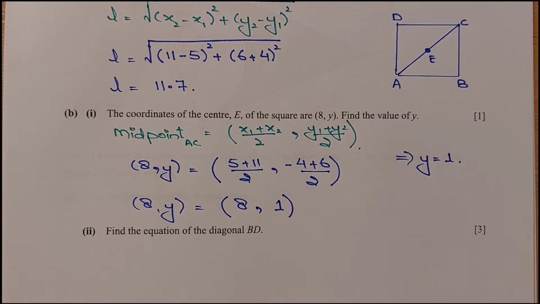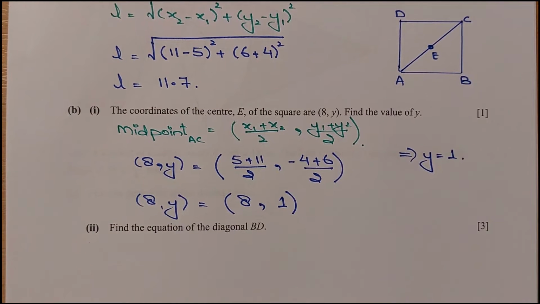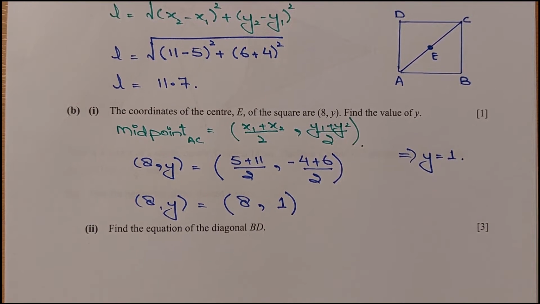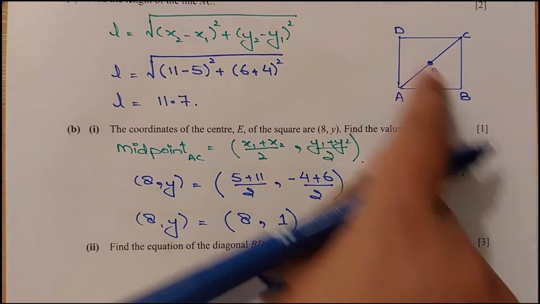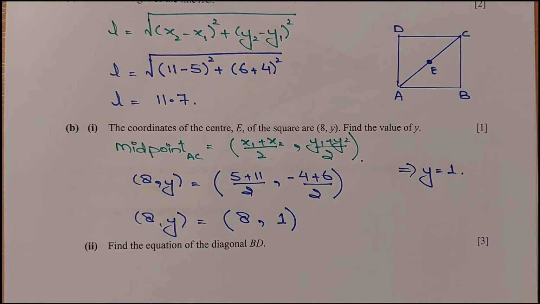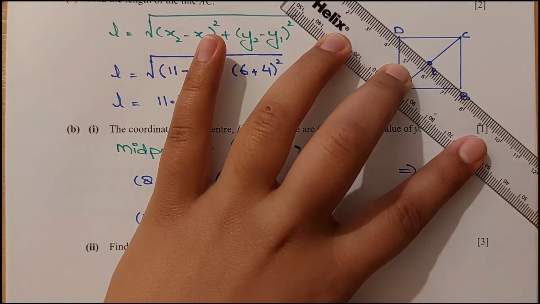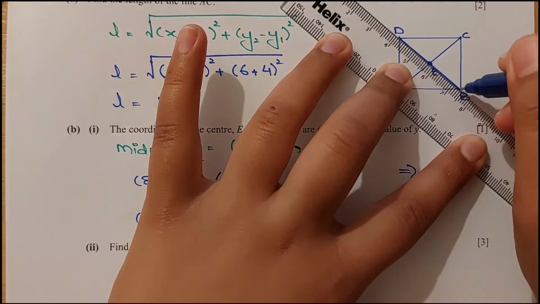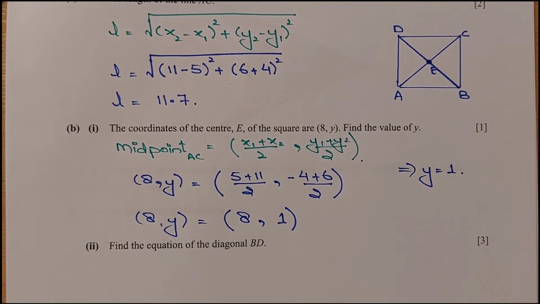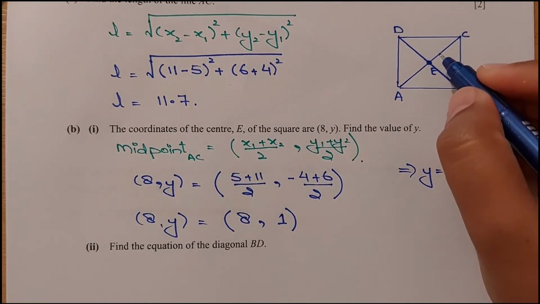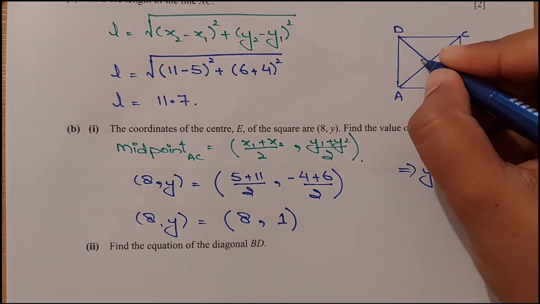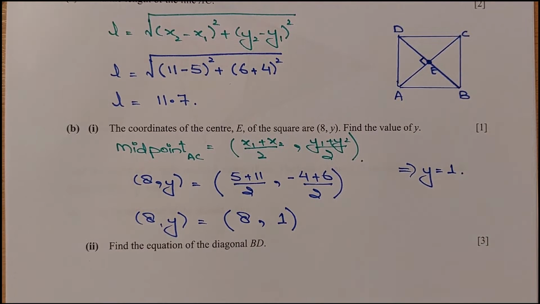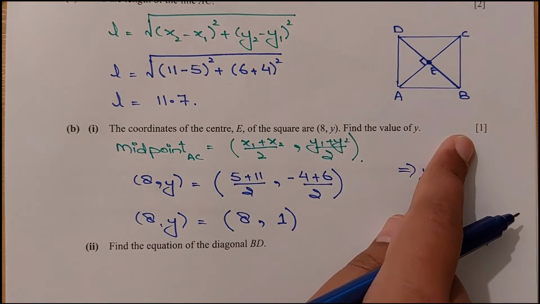Now for the second part, find the equation of diagonal BD. Okay, so the other diagonal is BD. We need to find the equation of this diagonal. As we know, the diagonals of a square are perpendicular to each other, right? So basically we need to find the equation of the perpendicular bisector of AC, that is the diagonal BD.